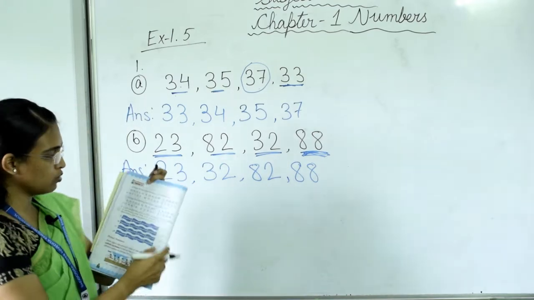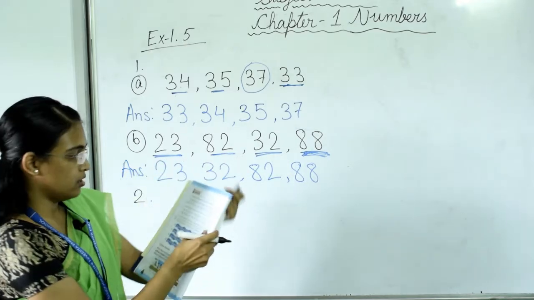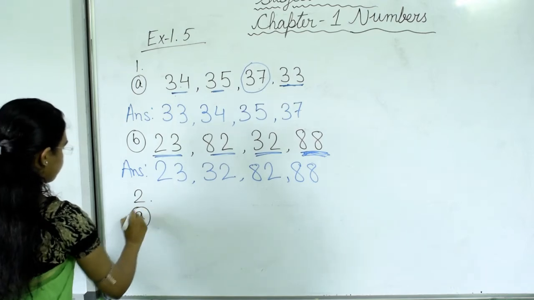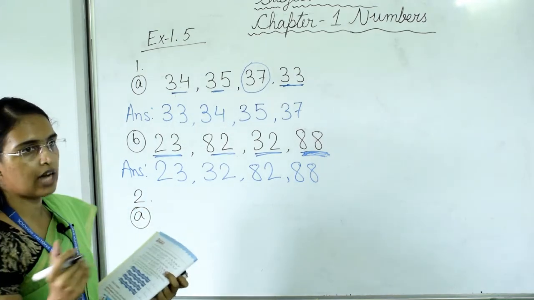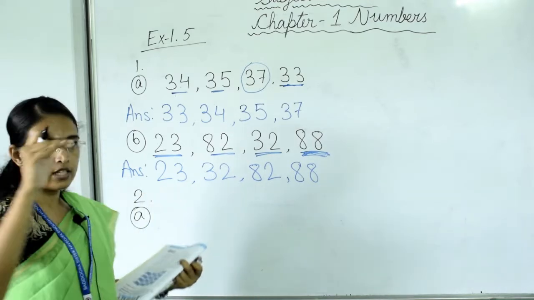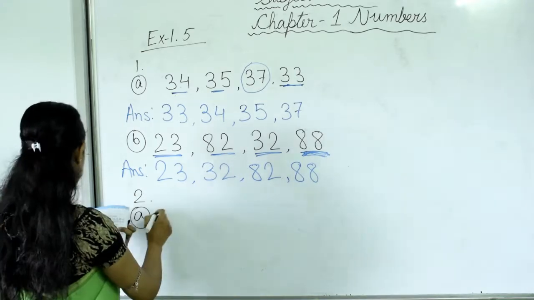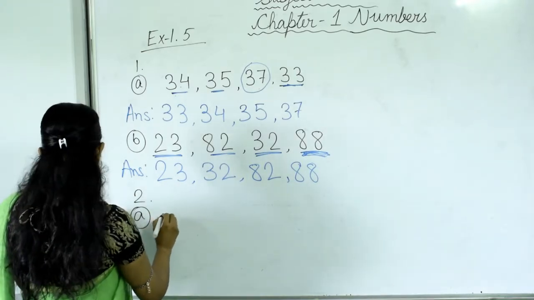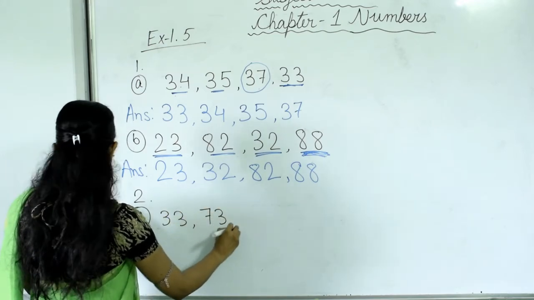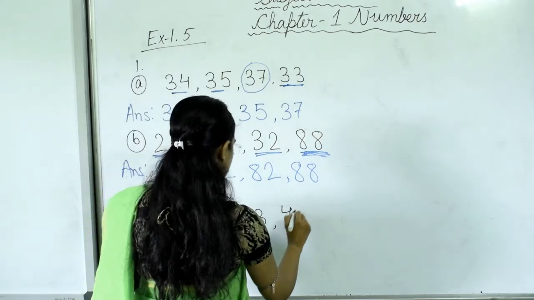In question number 2, the question is arrange the following numbers in descending order. That means decreasing. So in this question, what we have to do? We have to arrange these numbers from biggest to smallest, okay? That means decreasing or descending. The first question is 33, 73, 53 and 43.